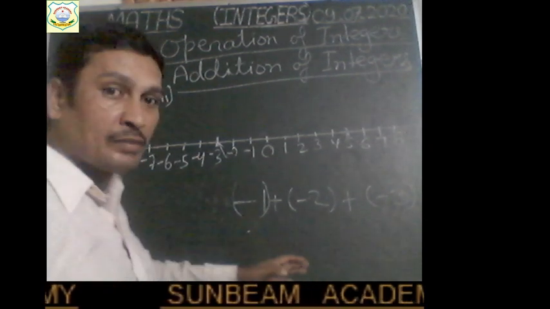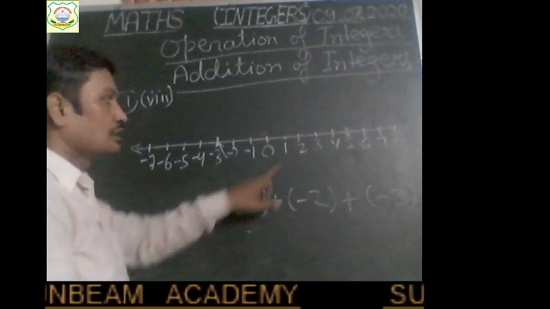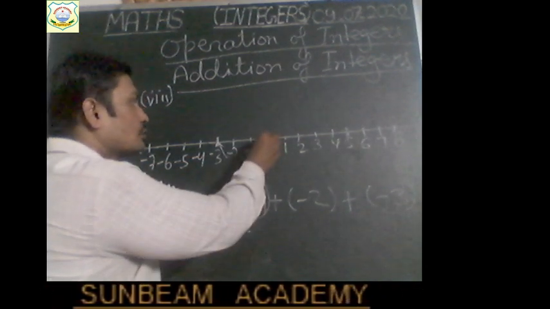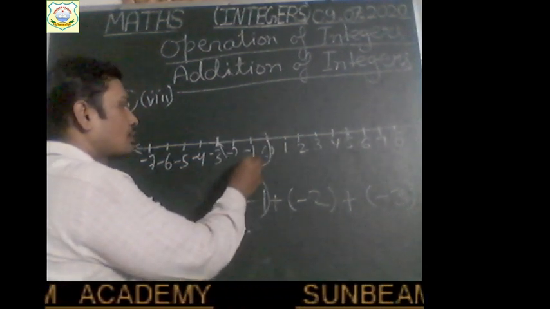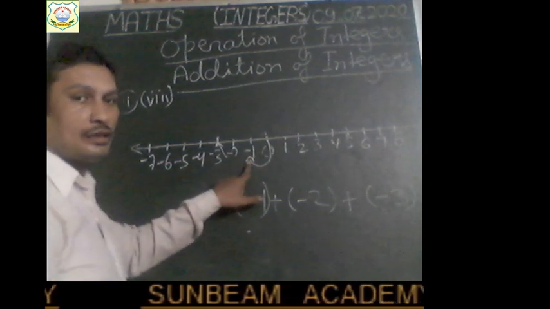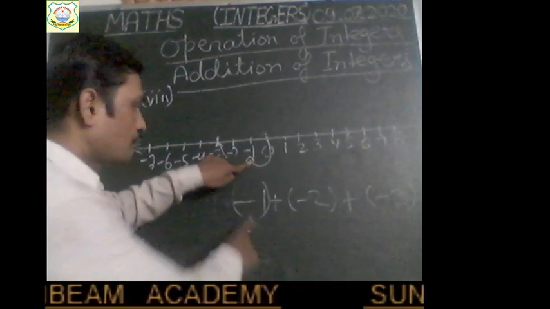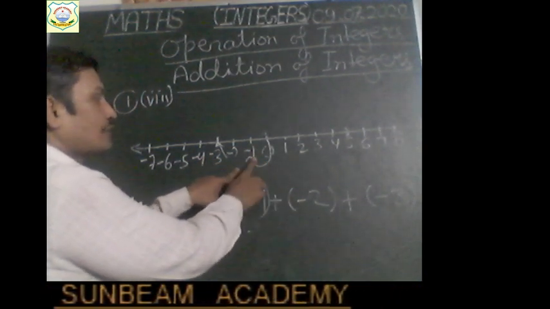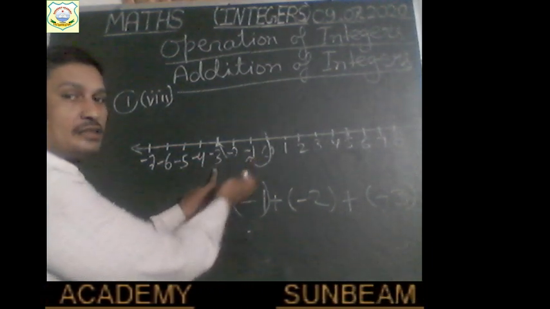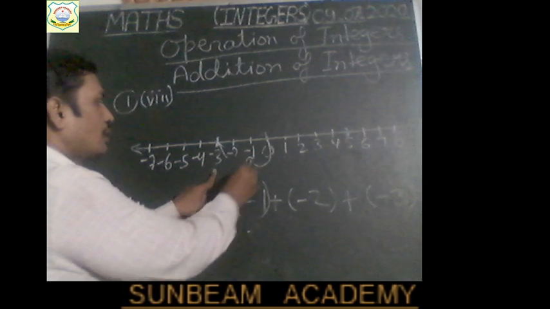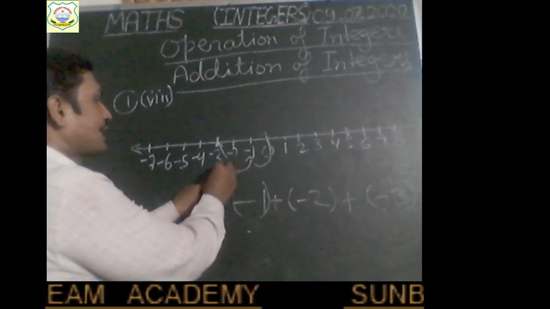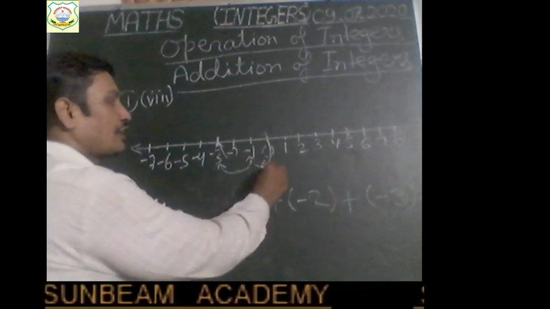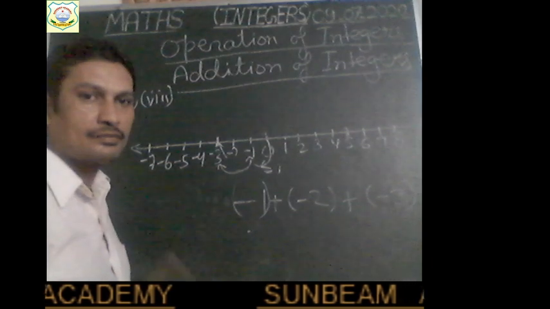So for adding these numbers, children, firstly move to -1. Start from 0. From 0, one step in the negative direction. So from downward you can move up to -1. Now from -1 we will start. From -1, two steps in the negative direction again. So start from -1 and 1, 2 steps in the negative direction backward. First jump from 0 to -1. So show the direction and write here -1, right?